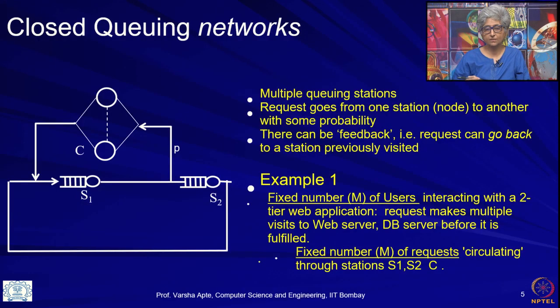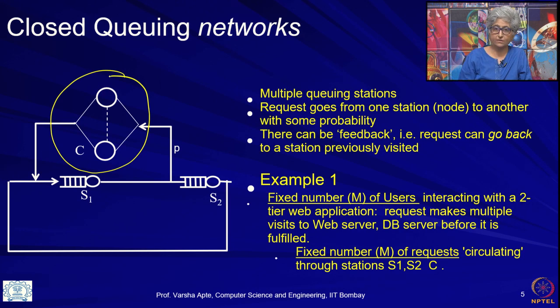So, continuing this theme, just like from open queuing systems we went to open queuing networks, the same motivation remains for closed systems: to go from closed systems with a single node to closed systems with multiple stations or nodes. For example, just like in a simple closed queuing system, we have clients, a set of users that are interacting with the server system, but this time the server system may not have just one server station.